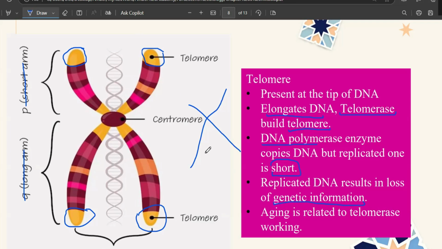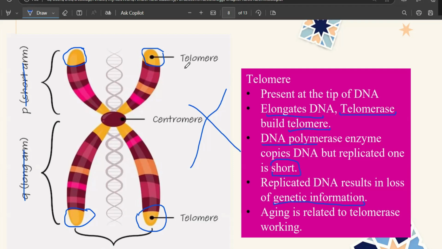Like you see, if you have grandparents in your home or if you have parents in your home, then you can feel that they tend to forget things. This is because whenever their DNA replicates, it will be shorter in size. So as your age progresses, the working of telomerase results in loss of genetic information. Hence, people tend to forget things because their DNA gets shorter and shorter over time.